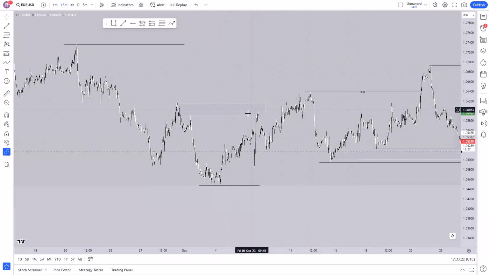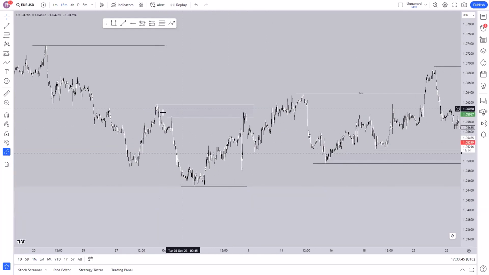Perfect. We mitigate this supply, get a reaction, and this is the key. We have to have some type of reaction before the zone fails. That is a valid flip zone. If you don't get a reaction and it just goes through, that's not a flip zone. That's a structure zone. That's just a change of character, essentially.